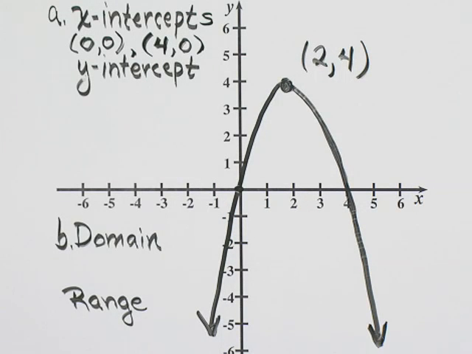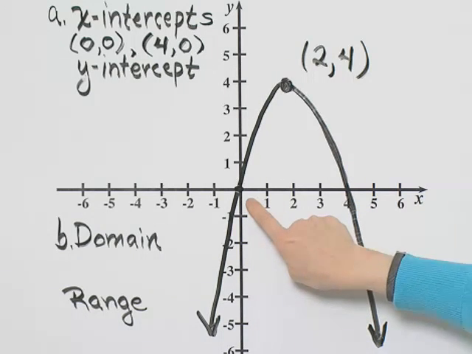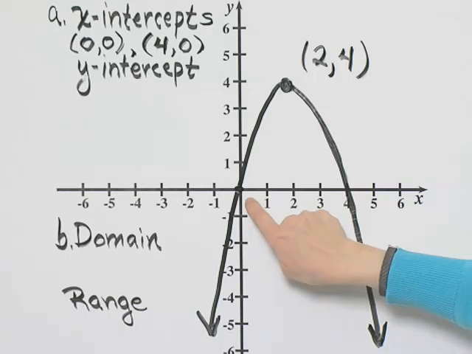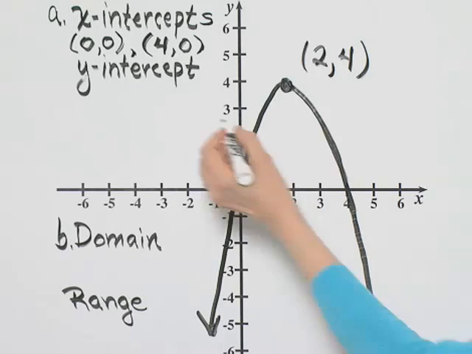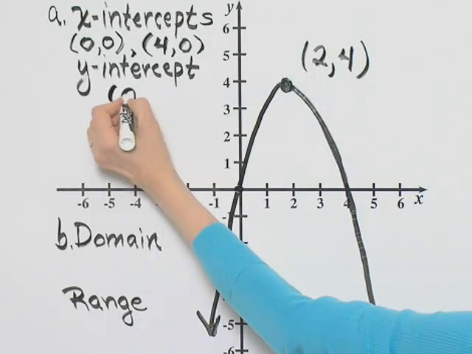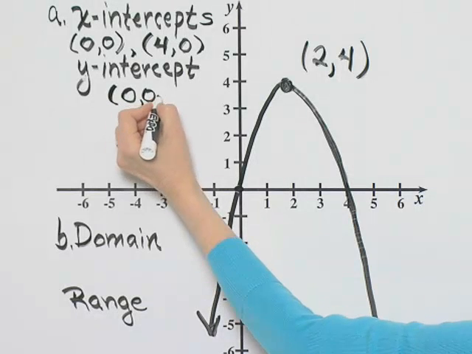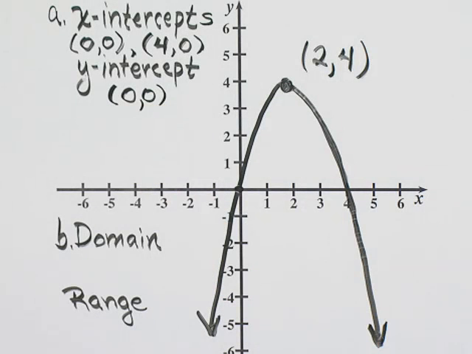What about y-intercept? Is there one? The answer is yes. Here's my y-axis, and it intercepts the y-axis at the origin, or coordinates (0, 0). Now let's talk about domain and range.